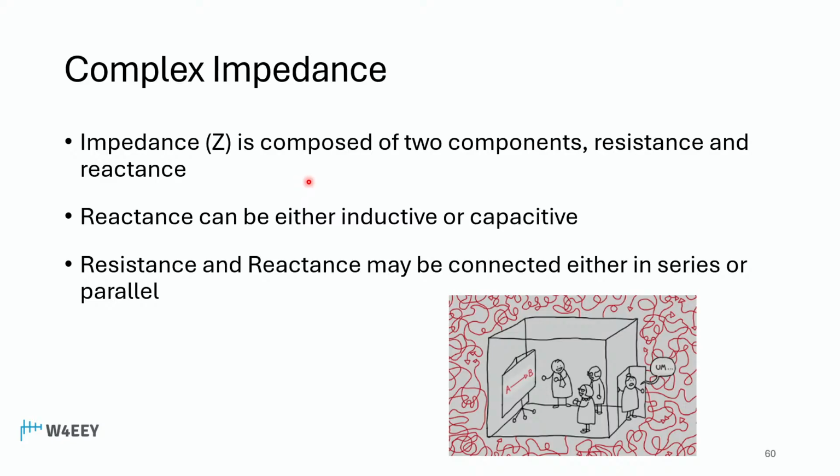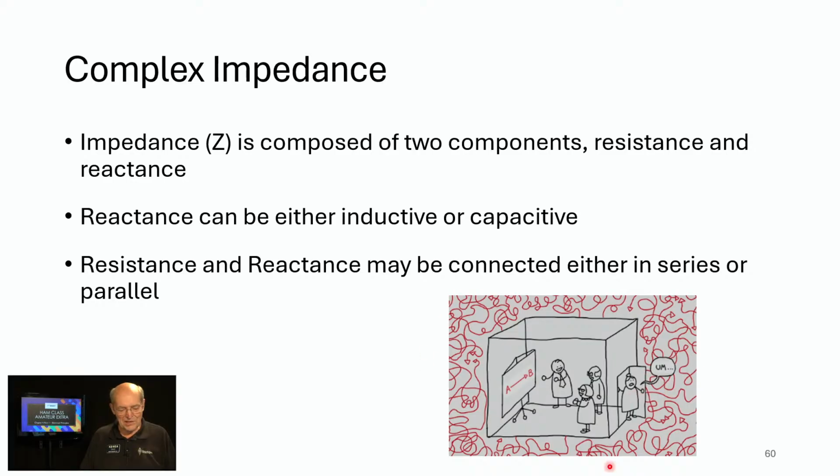All right, impedance, Z, is composed of two components, resistance and reactance. I thought this was kind of an interesting cartoon. Here we've got a professor trying to tell everybody how simple this is, and we've got somebody looking outside the box and seeing how complex the real world is. I thought that was very applicable to what we're talking about.